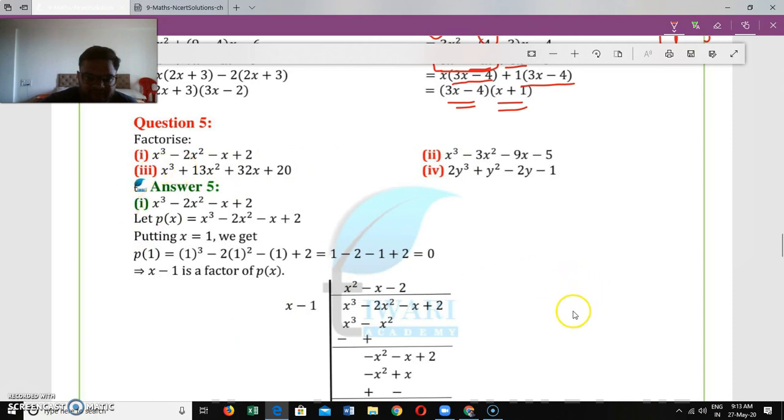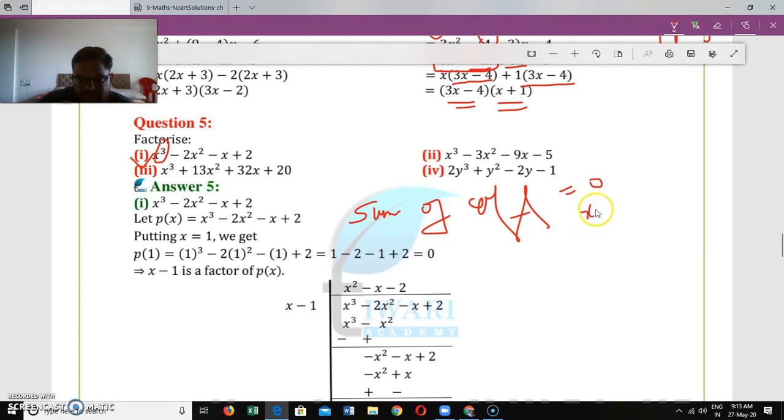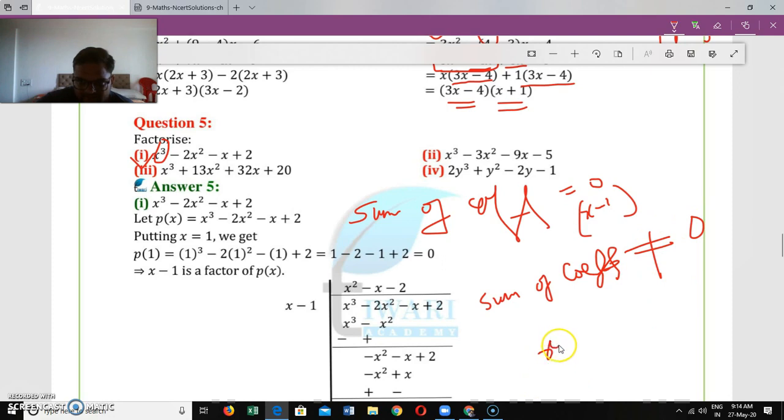Here, how to factorize the first question, a cubic polynomial with the power 3. First of all, we will find out the sum of the coefficients. If the sum of coefficients is equal to 0, then x minus 1 is a factor. If the sum of coefficients is not equal to 0, then x plus 1 is a factor.